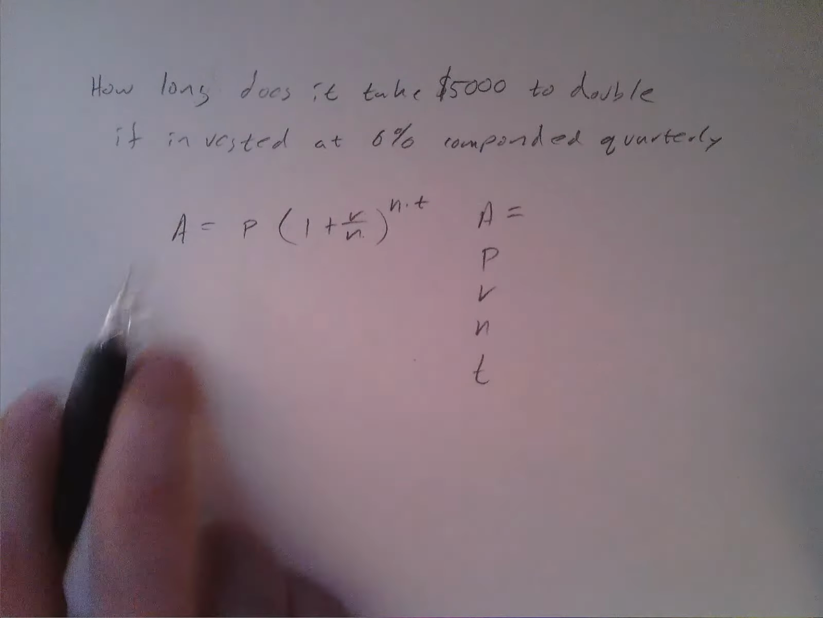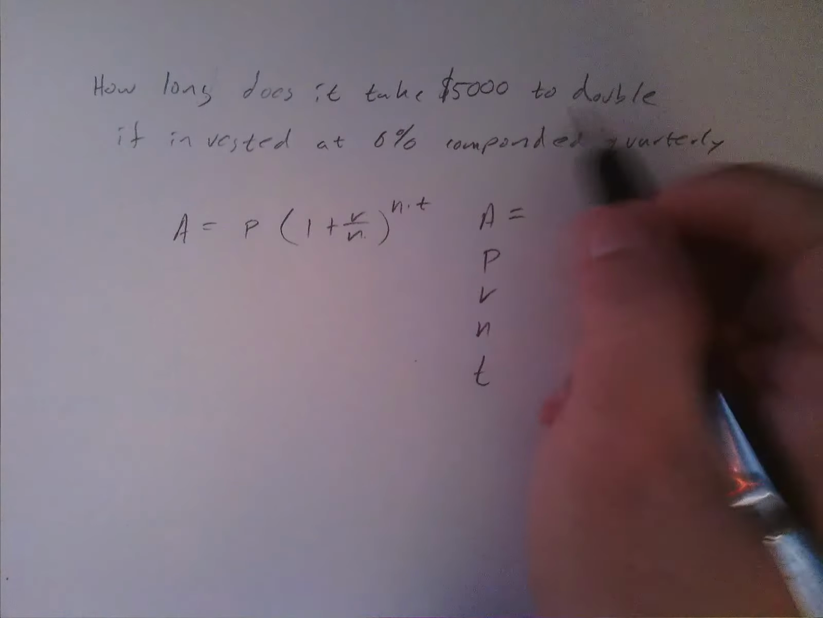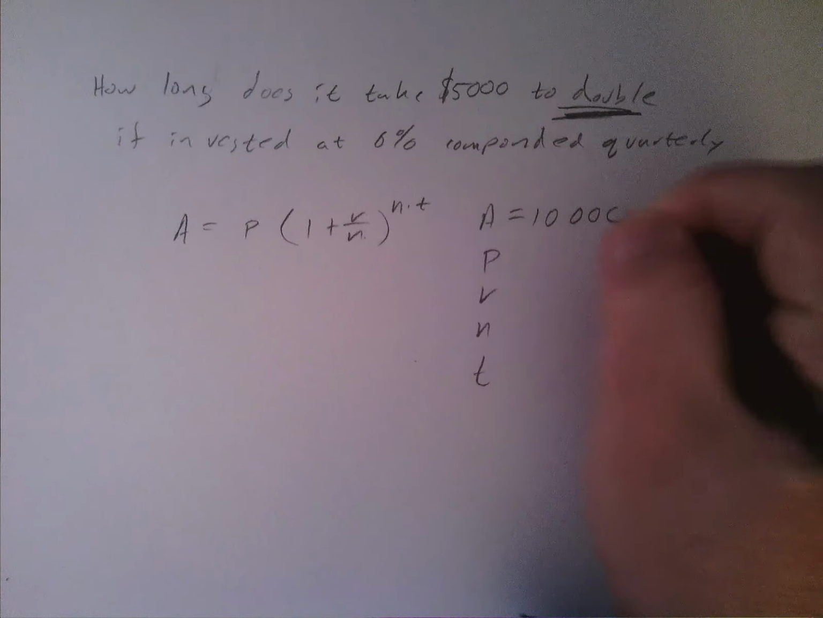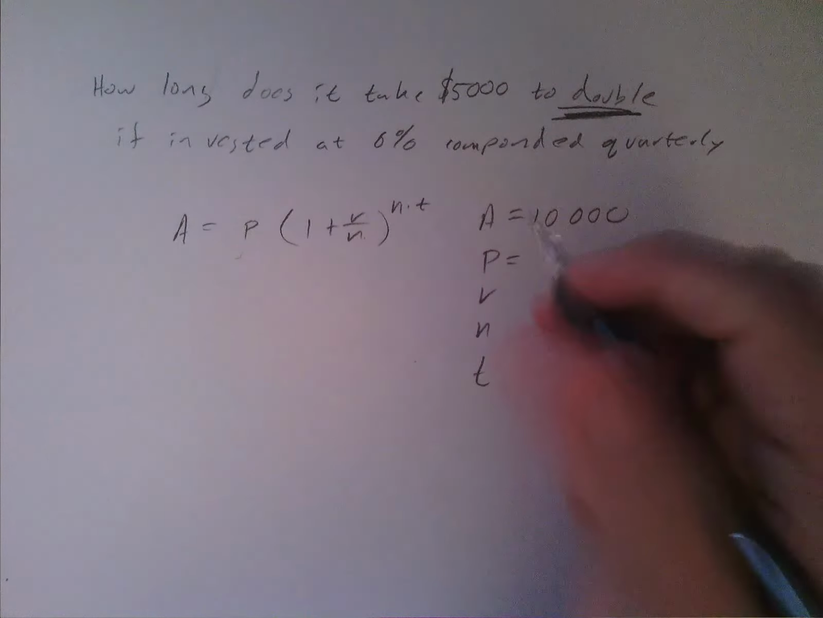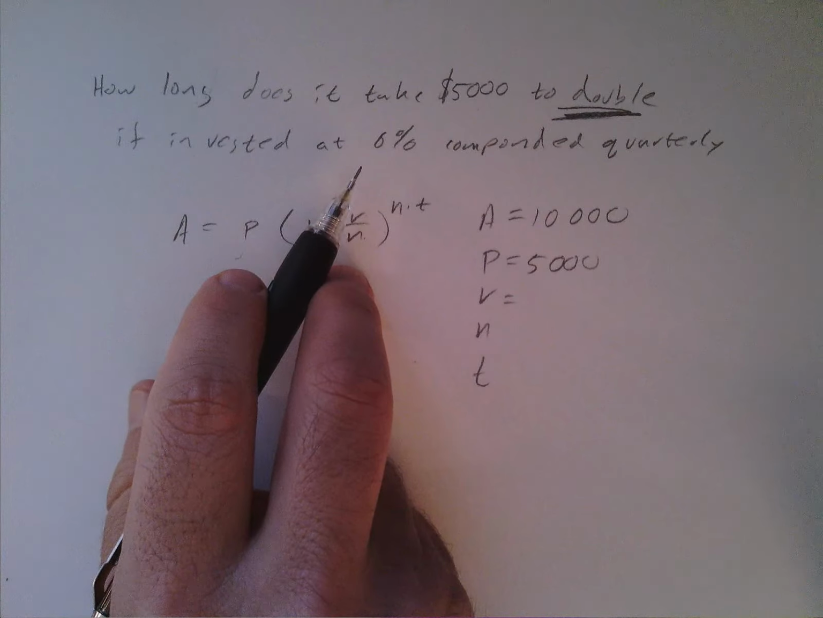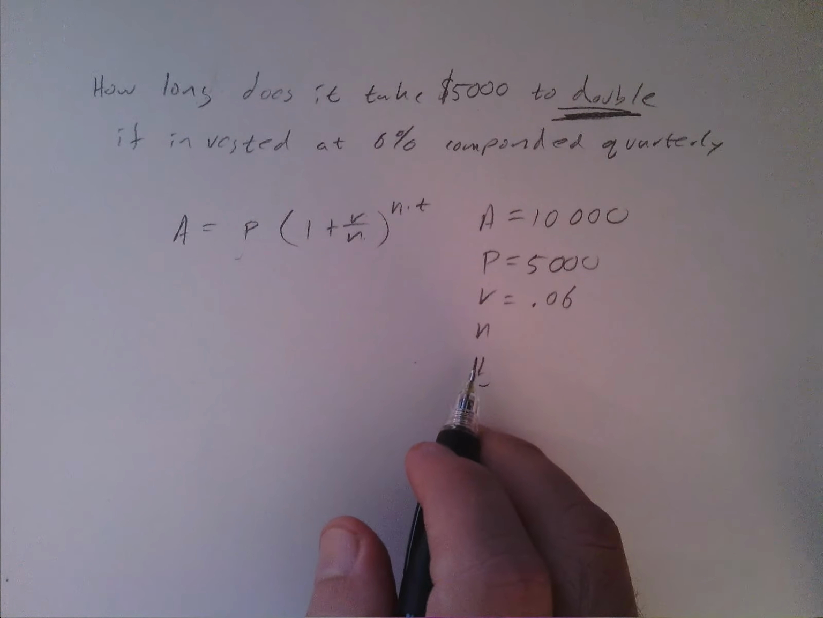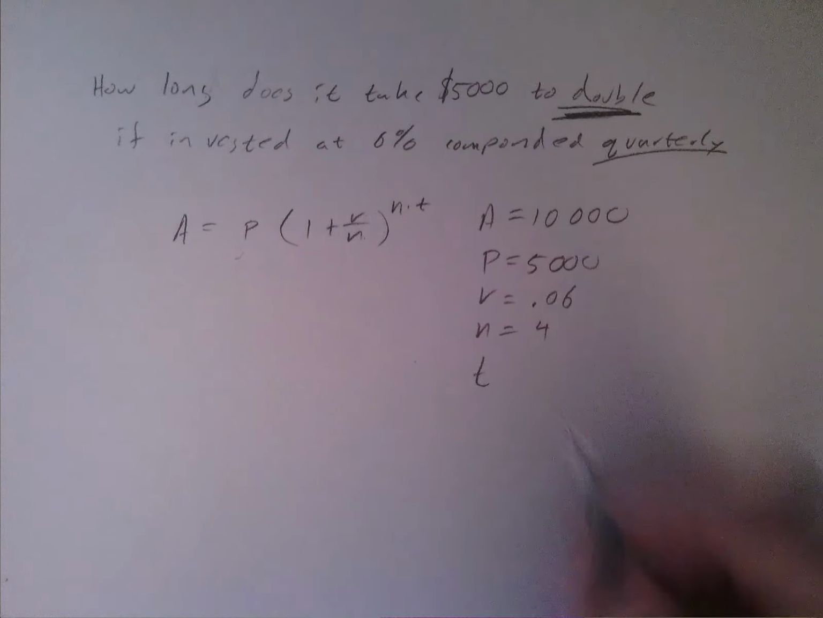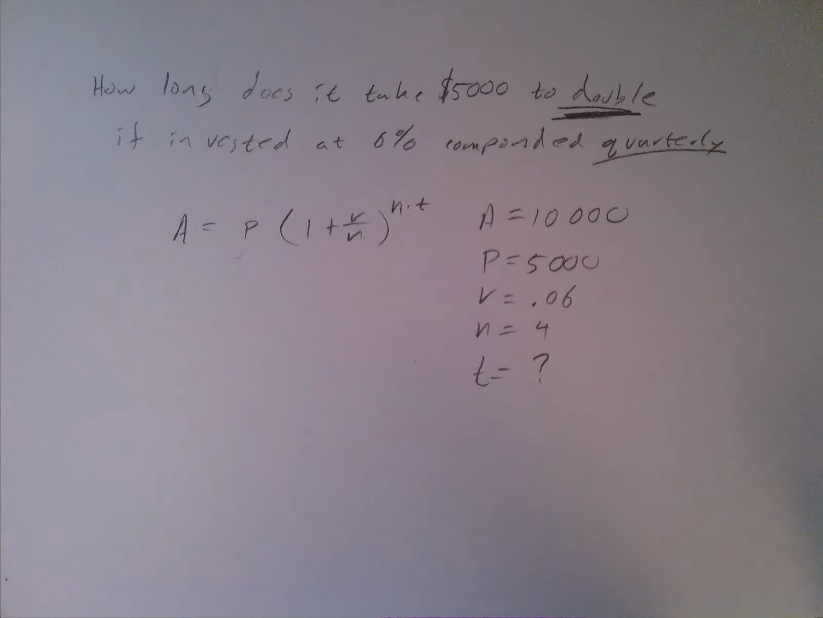So A is the amount you're going to owe at the end, or the amount you're going to have at the end. Well, that's just going to be double the amount. So what's double of 5,000? So it's 10,000. The principal is the amount you're starting with. So what is that? 5,000. The rate was 6%, and you're always going to write it as a decimal, so 0.06. N is the number of times compounded in the year, so it's compounded quarterly. So there are 4 quarters in a year. And lastly, we don't know what t is. So that's what we're going to end up solving for.